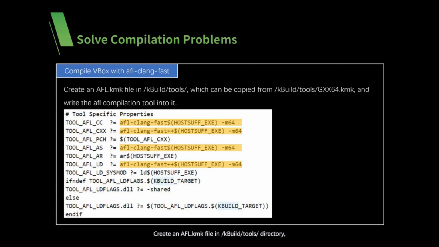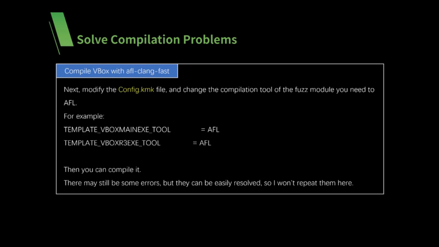Create an afl.kmk file in the kBuild tools directory, which can be copied from the kBuild tools GXX64.kmk file, and write the AFL compilation tool into it. Next, modify the Config.kmk file and change the compilation tool of the modules you need to AFL. Then you can compile it. There may still be some errors, but they can be easily resolved, so I won't repeat them here.